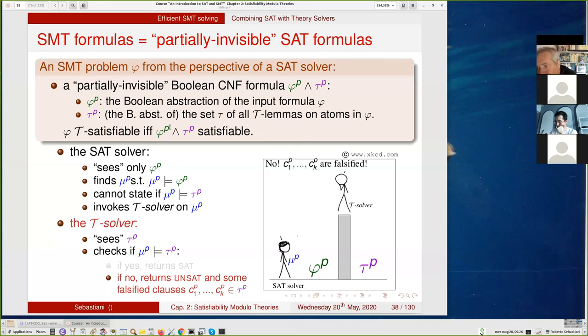Even theory propagation can be seen as a unit propagation on a new theory lemma on demand. So substantially, this is also called lemmas on demand. And this is nothing else than SAT solving over the formula plus some lemmas which are added on demand when needed, when any theory-related issue arises.